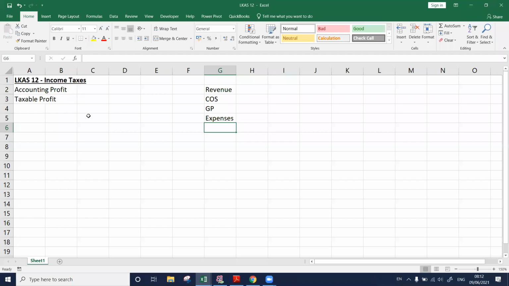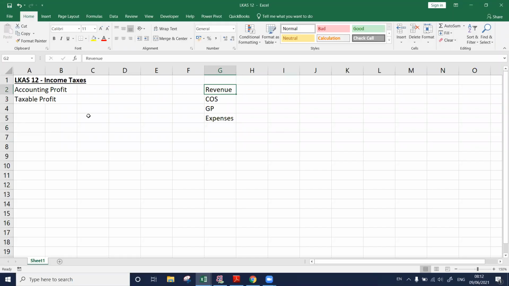The standard we are discussing today is LKAS 12 Income Taxes. Before moving to this, we should first have a clear understanding of the difference between two terms. What do we mean by accounting profit and what do we mean by taxable profit? First, let's discuss accounting profit. So accounting profit means what?